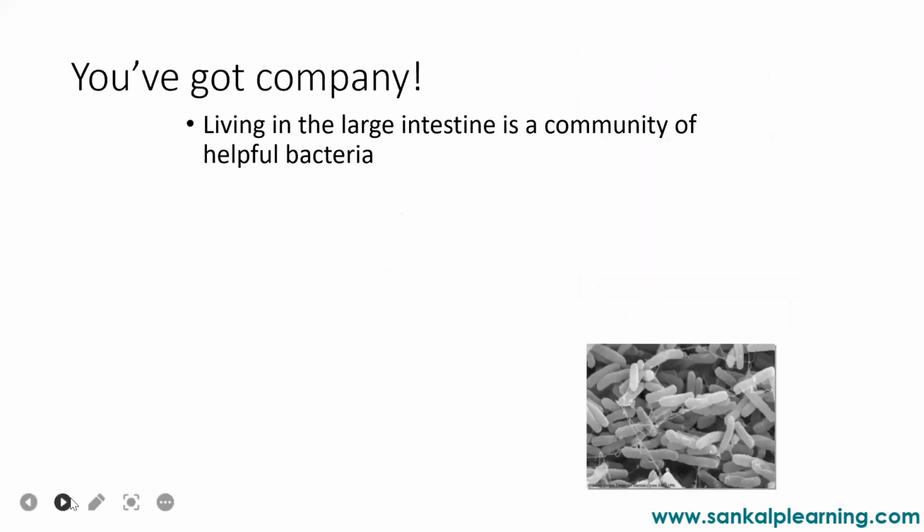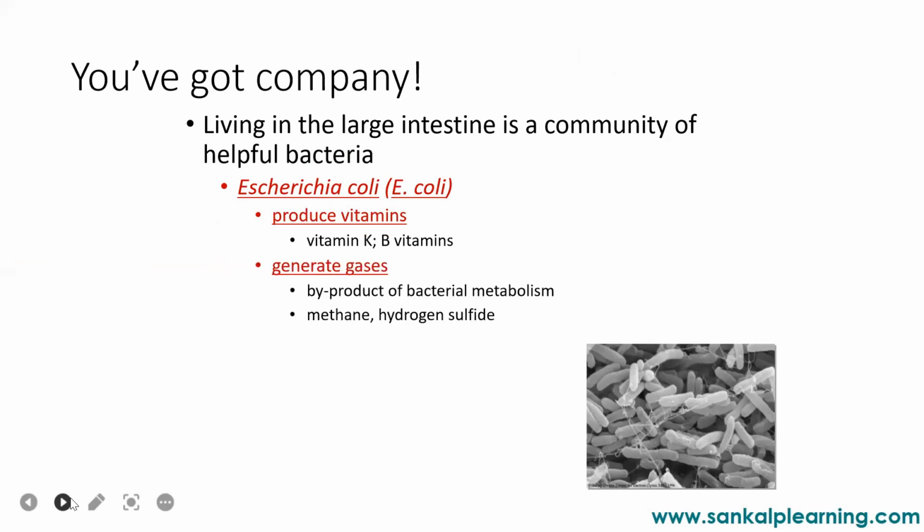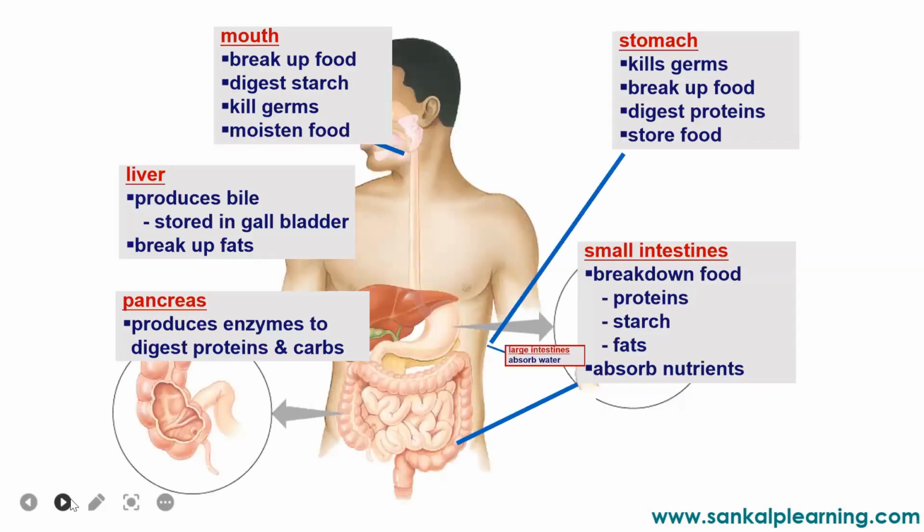In the large intestine we have a helpful bacterium called E. coli or Escherichia coli. What does this Escherichia coli do? It produces the provitamins like K and B, and they generate gases as a byproduct of bacterial metabolism. Methane and hydrogen sulfide are the gases which are generated.